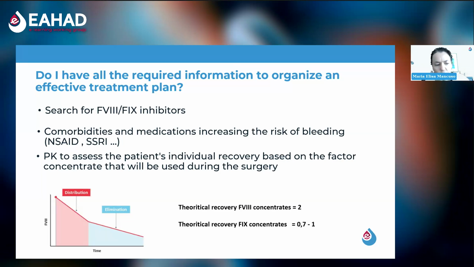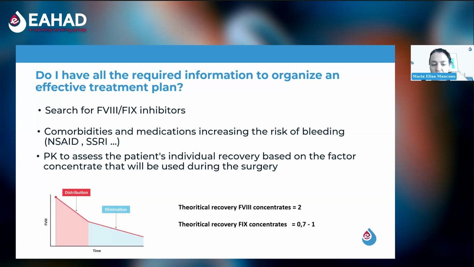We also have to take into account that the bleeding risk of patients is not only related to hemophilia and the replacement that we are able to do, but there are comorbidities or even drug-drug interactions. There are drugs that may increase the bleeding risk, like non-steroidal anti-inflammatory drugs, or some antidepressants impinging upon the ability of platelets to be hemostatically valid. And this should be taken into account when considering the bleeding risk of a patient.